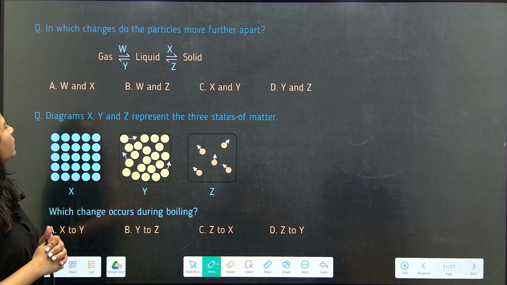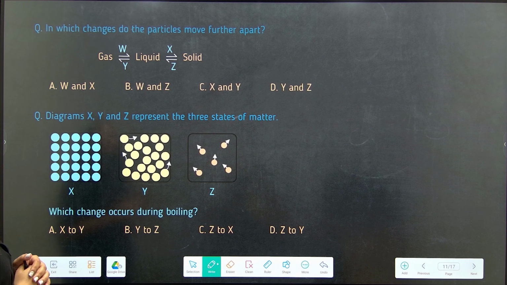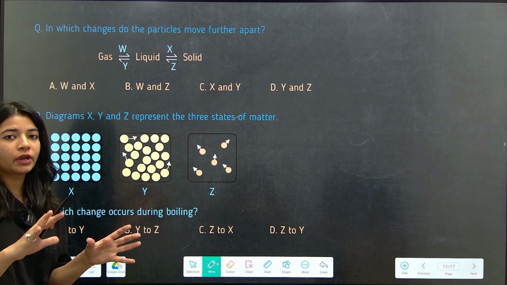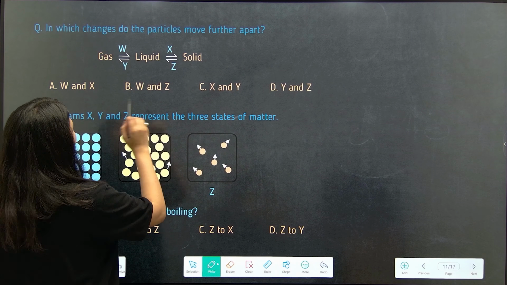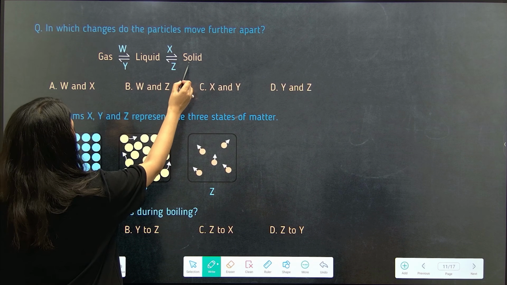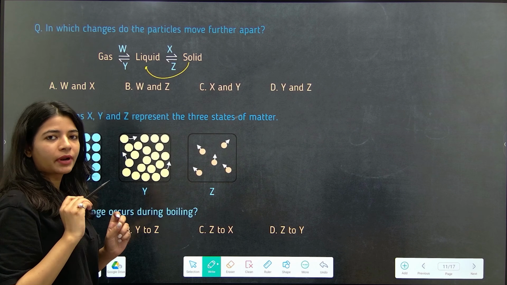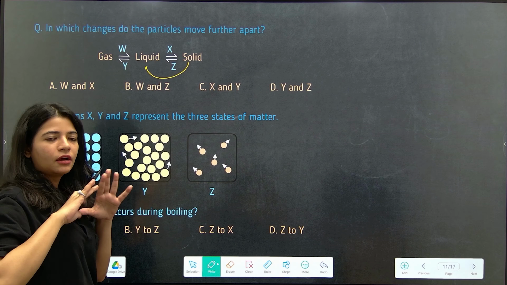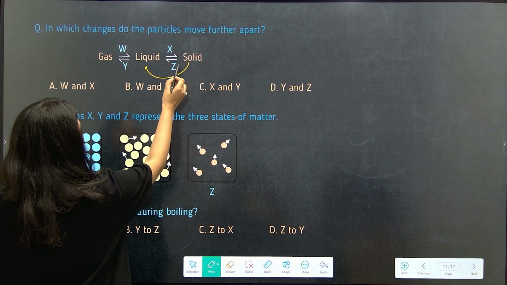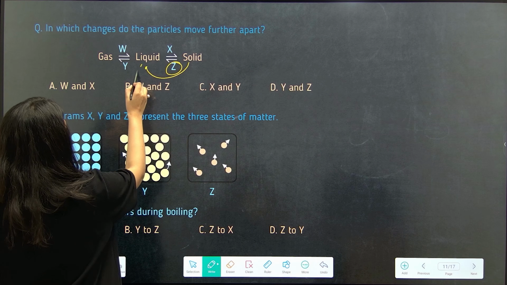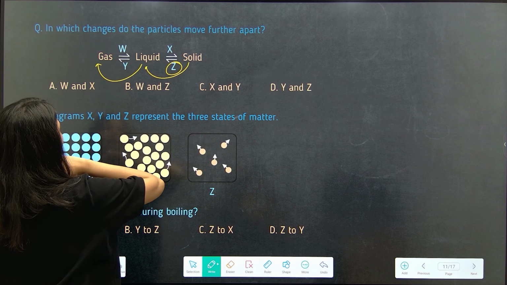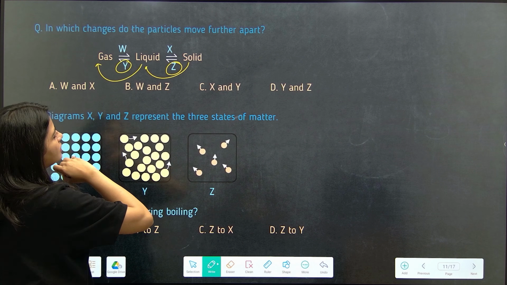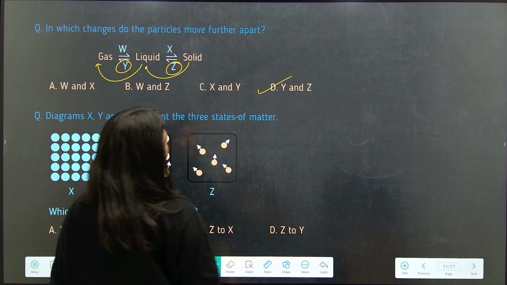Okay, now the question says, in which changes do the particles move further apart from each other? So the particles are moving away from each other. In case of solid to liquid, the particles break the bond between them and the intermolecular distance is maximized. So my answer should have Z. And in case of liquid to gas also, the particles move away from each other. So the correct answer should be Z and Y, which is D.